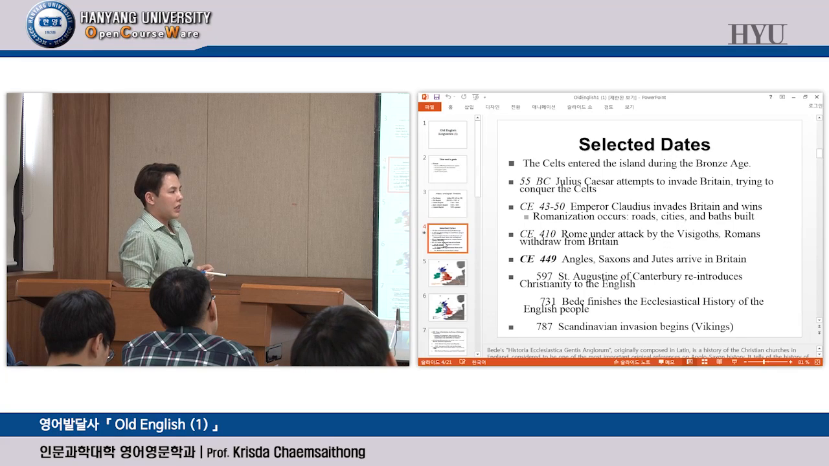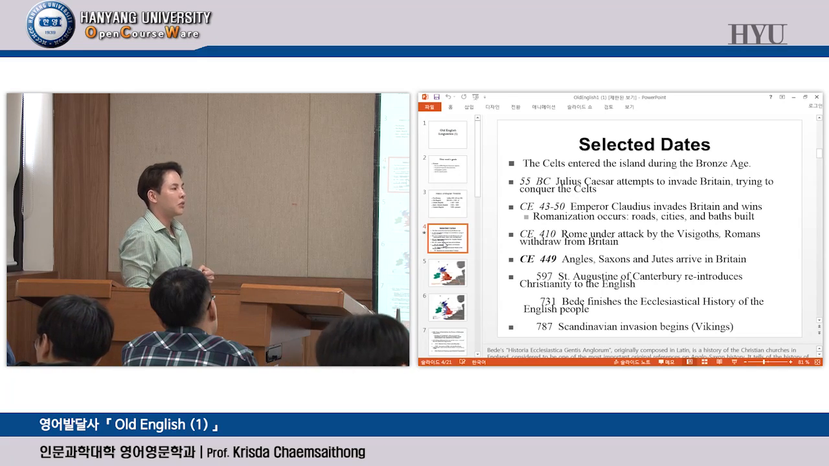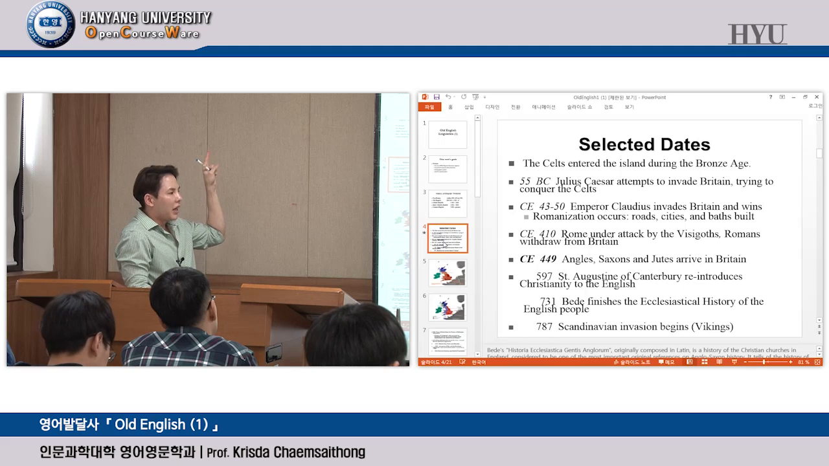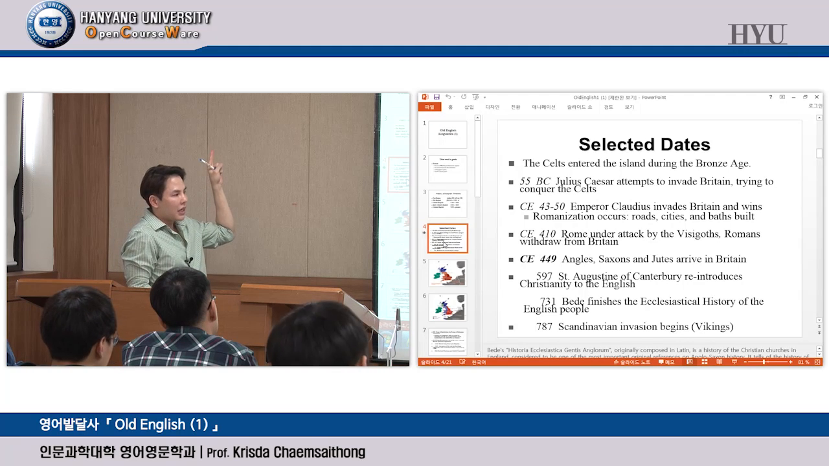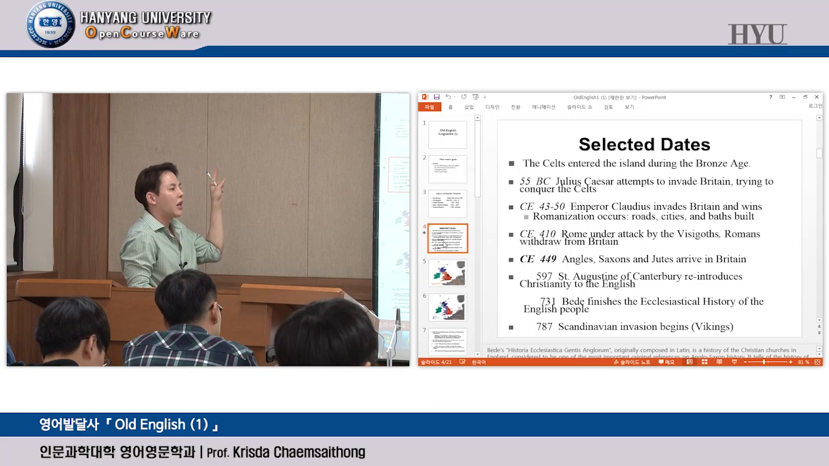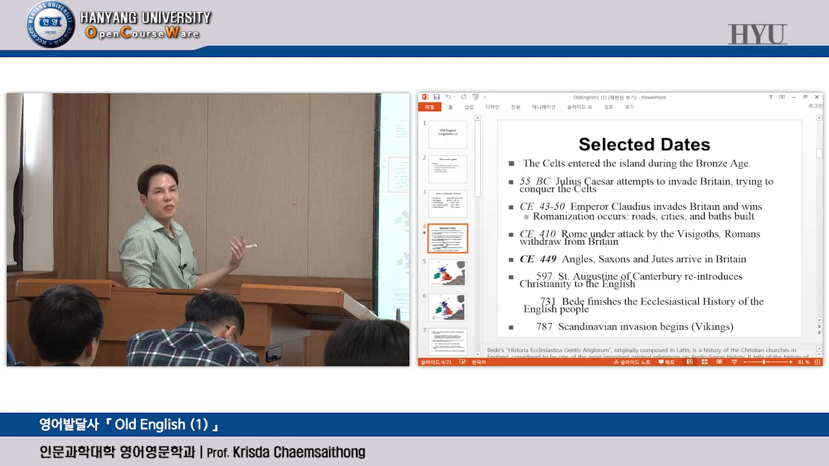About the 8th century, 731, Bede was a monk. He finished the Ecclesiastical History of the English People. That's the name of the book, right? So it's the first history book of the English people. But ecclesiastical here means church related. So it's a history that focuses on the coming of Christianity, right?